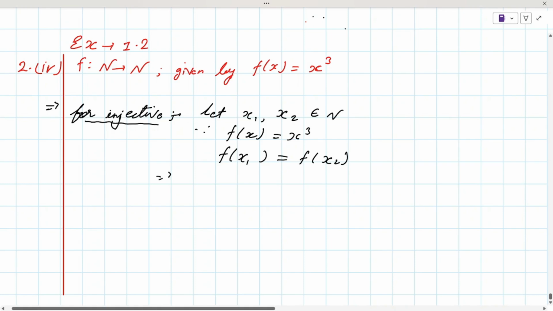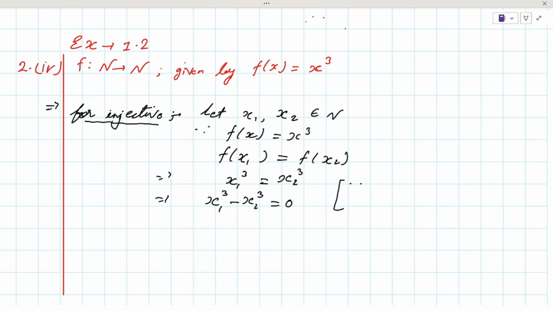Now what it will be? For x it is x cube, so for x1 it will be x1 cube, and for x2 it will be x2 cube. And this one we can write like x1 cube minus x2 cube is equal to 0. Now can you see here? Here we can apply a formula. Any idea which formula we can apply here?